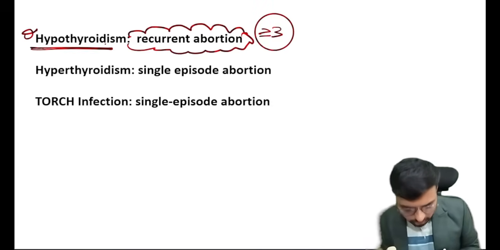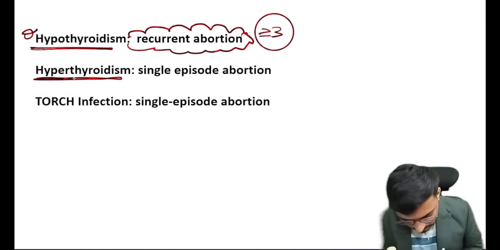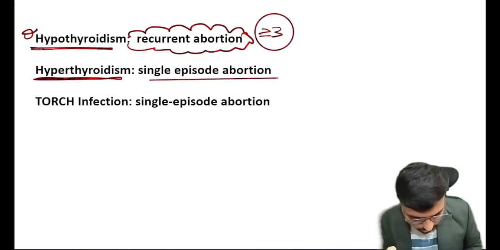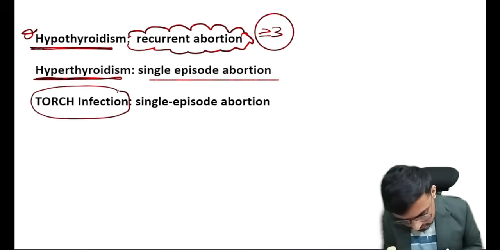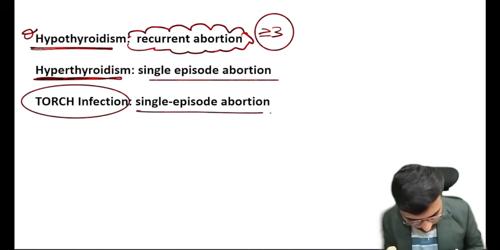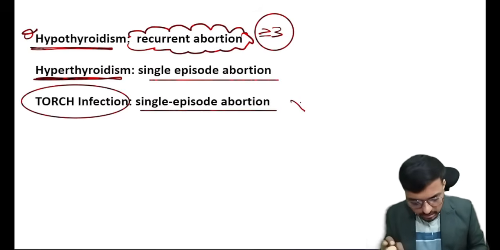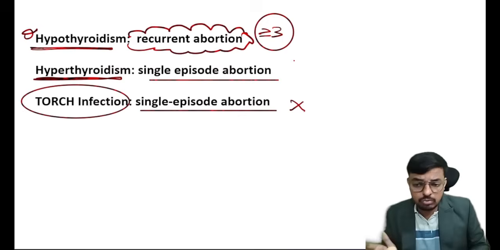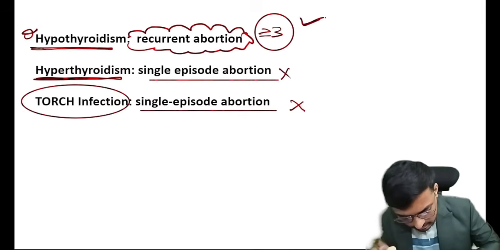He has the ability to cause recurrent abortion. But in hyperthyroidism, it is not like that. Only a single episode of abortion will happen due to hyperthyroidism. TORCH infection also causes only a single episode of abortion, so that is an isolated abortion. There is no recurrent abortion in TORCH infection, and no recurrent abortion due to hyperthyroidism. In hypothyroidism, there is a risk of recurrent abortion.